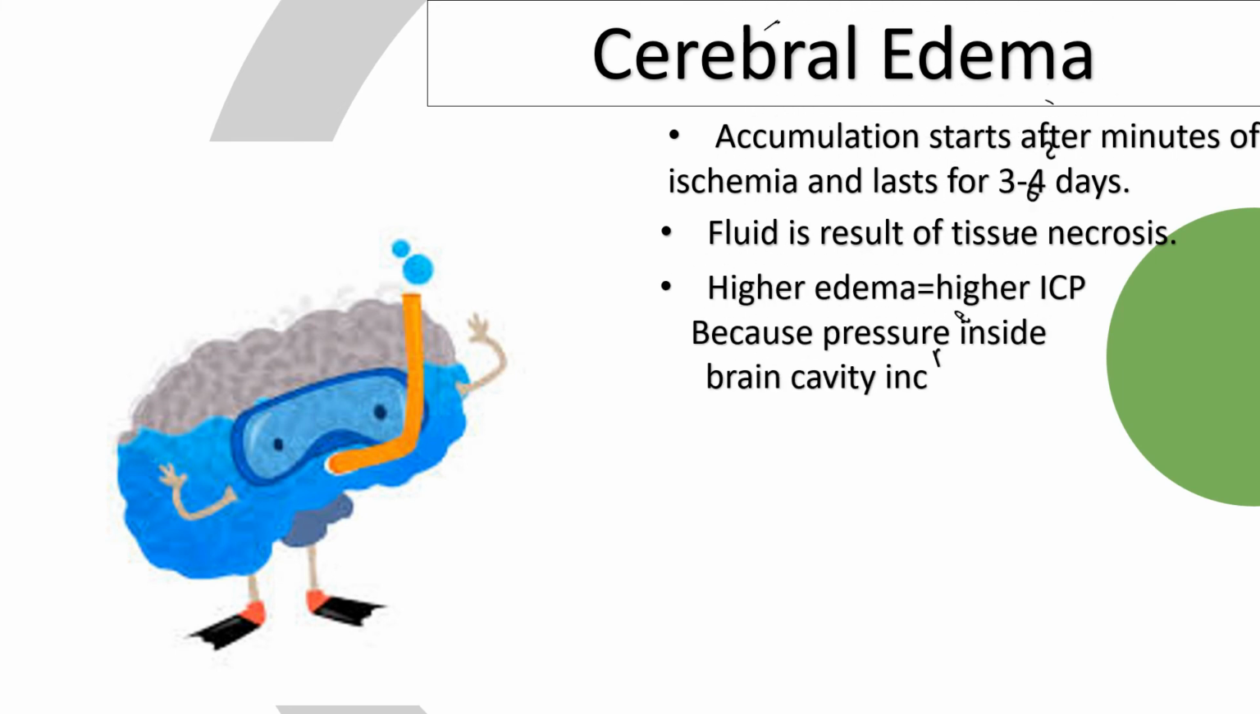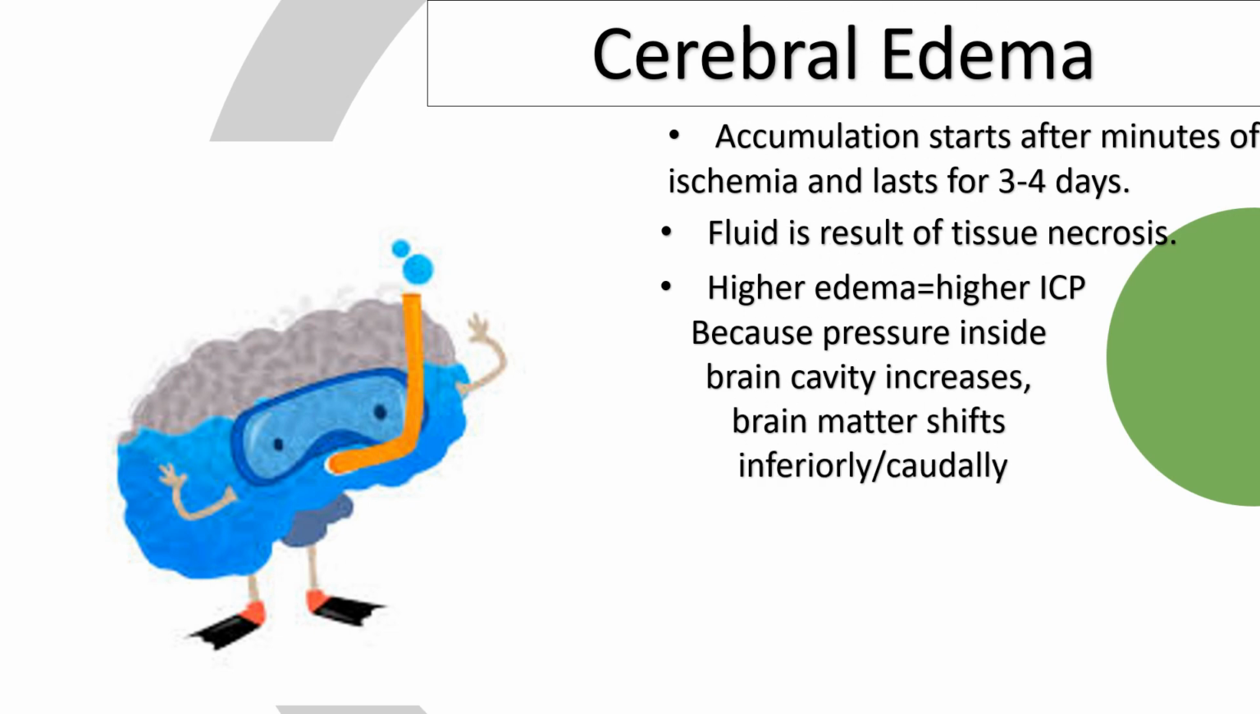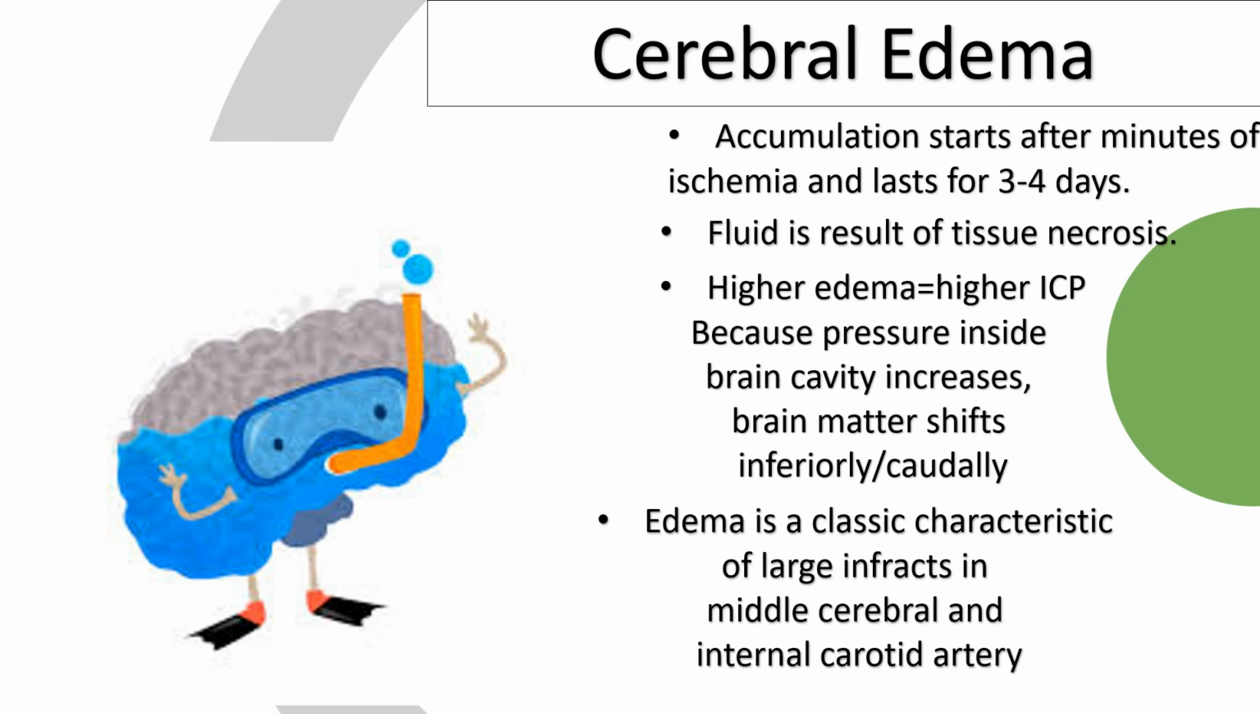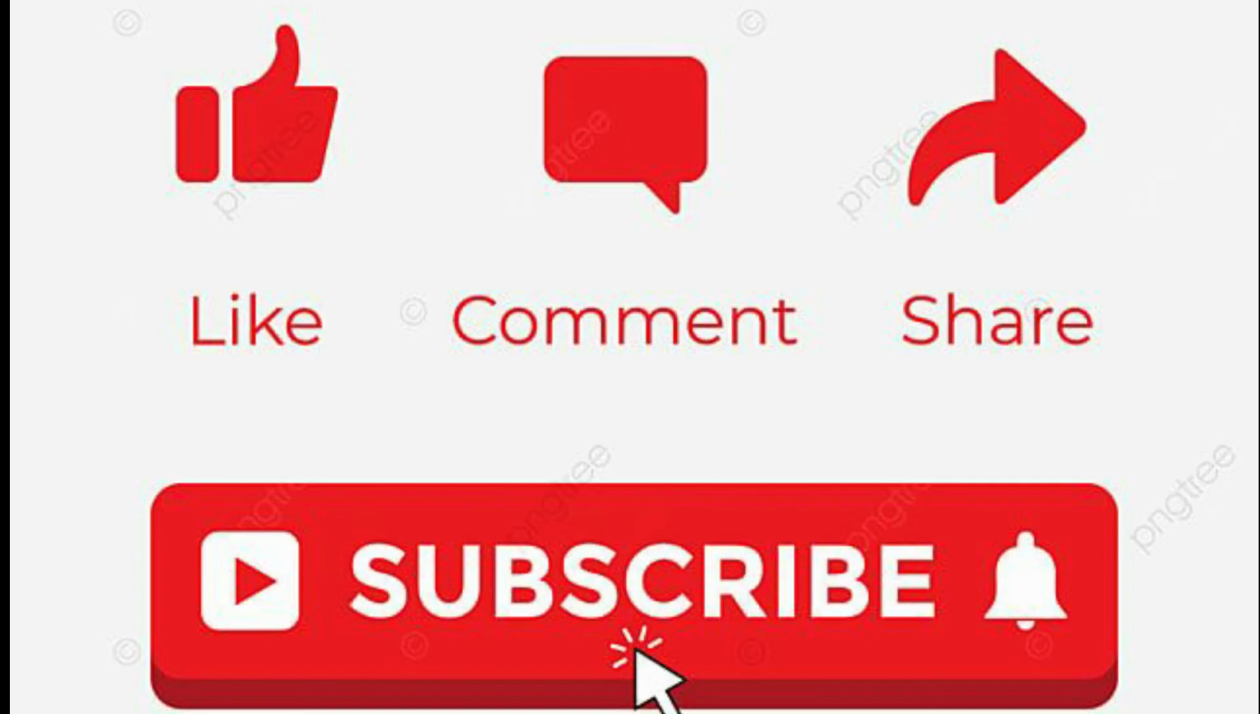Higher the edema, higher would be the intracranial pressure, which would compress the tissue and may cause shift of the structures caudally/inferiorly or contralaterally. Keep in mind that cerebral edema is a characteristic of large infarcts in middle cerebral artery and internal carotid artery. That is all for today.